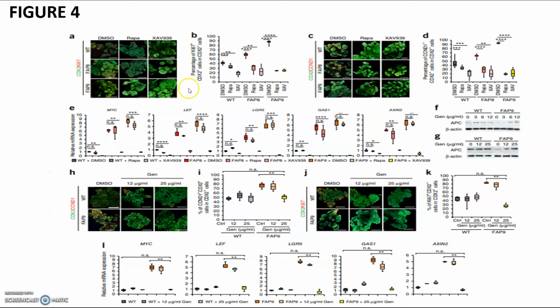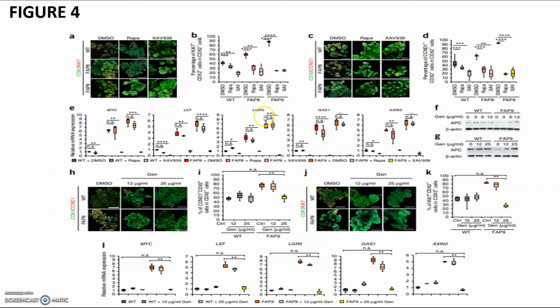And you can see when you used rapamycin or ZAV939, the percentages of the Ki67 cells in the CDX2 cells, and also the CCND1 cells in the CDX2 cells, decreased with the use of these drugs within wild type, but also FAP8 and FAP9. You can see in figures B and figures D.